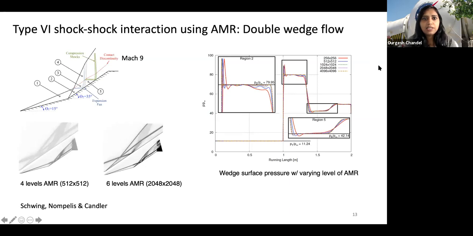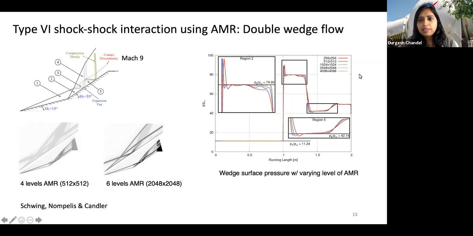Another example is on type 6 shock-shock interactions on a double wedge flow. A lot of work is done by my colleagues, and if some student is working on this particular configuration, I can point them to those papers, and even my colleagues. But I just wanted to show here that this is a very heavily shock dominant flow, and the angles are shown here. Using AMR, the adaptive mesh refinement, my colleagues were able to perform 6 different levels of AMR and control the instabilities in this region.